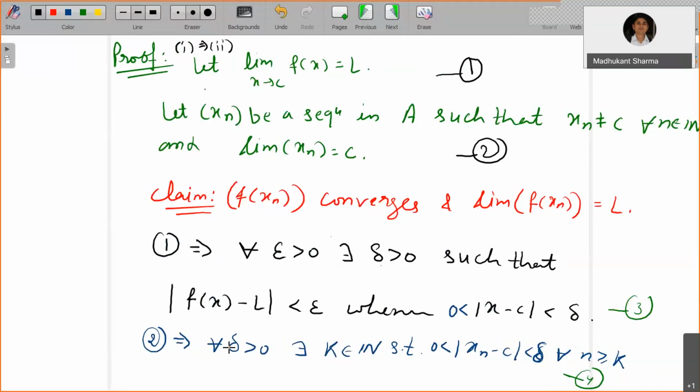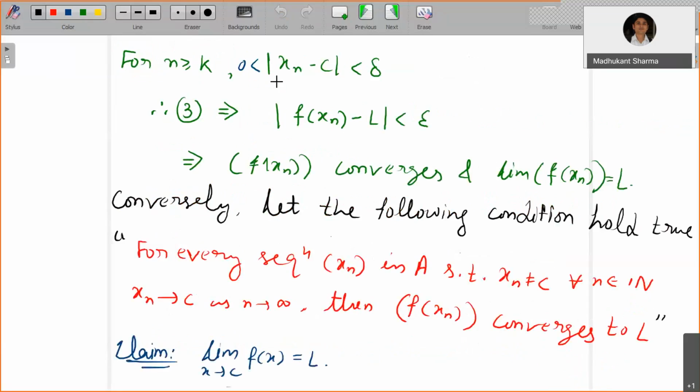So, for a given delta, there exists a stage afterwards where the x's are getting closer to c, within distance delta. This means there exists a k in the natural numbers such that 0 is less than mod xn minus c less than delta for all n greater than or equal to k. Let's call it 4. Now we are going to use 3 and 4. Let n be greater than or equal to k. Then this condition holds true, 0 less than mod xn minus c less than delta.